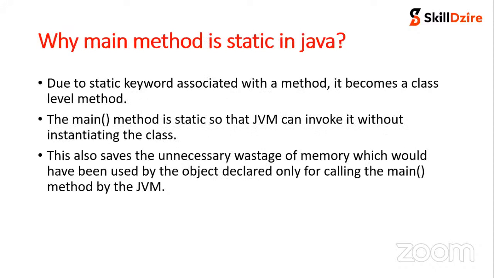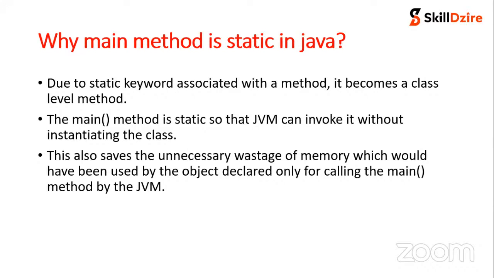Now, this is the most important question. In most exams and interviews, this question will be asked: why is the main method static in Java? Now we know the static keyword is associated with a class. So if you define any method with the static keyword, that method becomes a class level method. Just now I told you that public static void main is the first entry point of your Java program. So whenever execution starts, this method is responsible for executing the program.